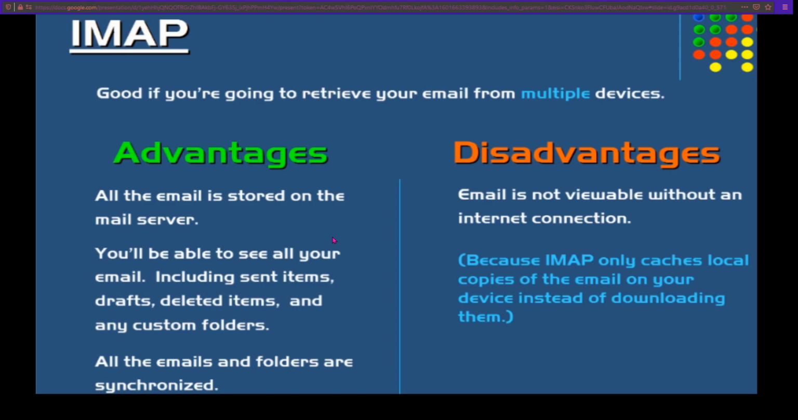because all the email is kept on the email server. It's synced to our devices so that we can access the email from our phone, our work computer, whereas with POP3, it's downloaded to a single client and deleted. Synchronization is what I'm trying to say. And this says a disadvantage is that email is not viewable without an internet connection.